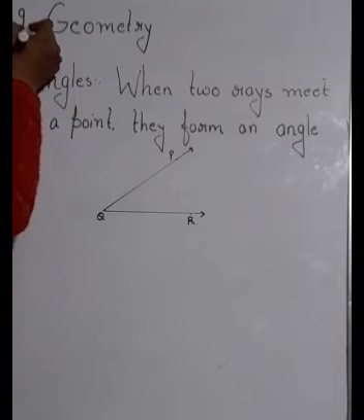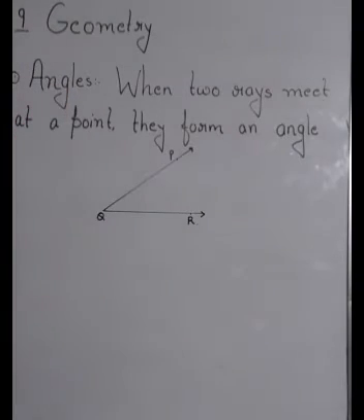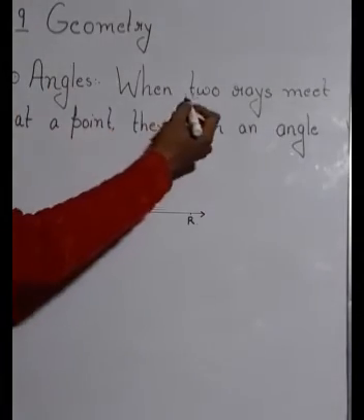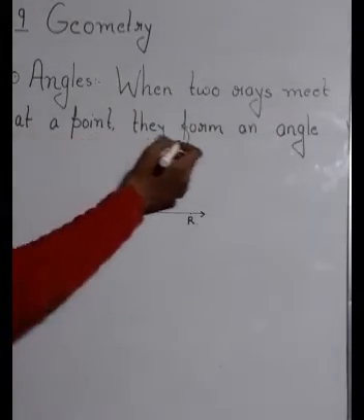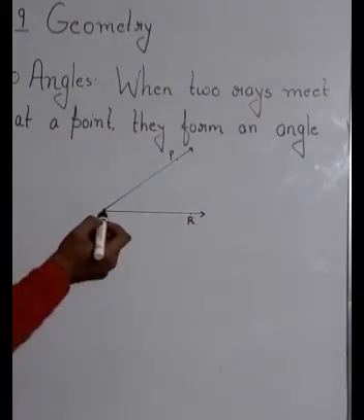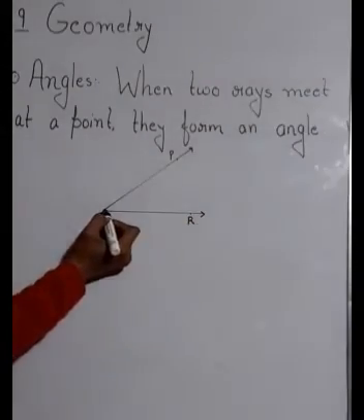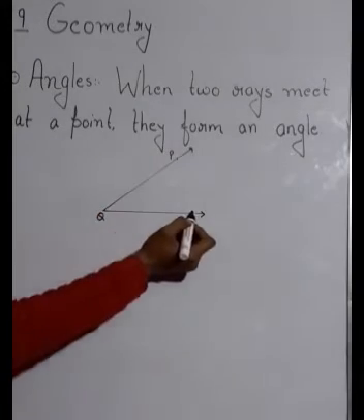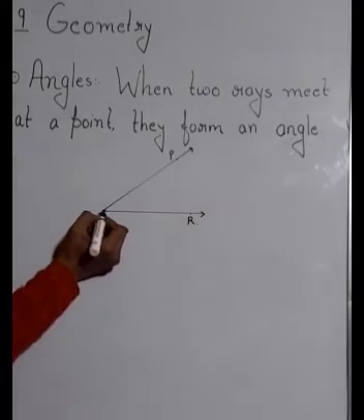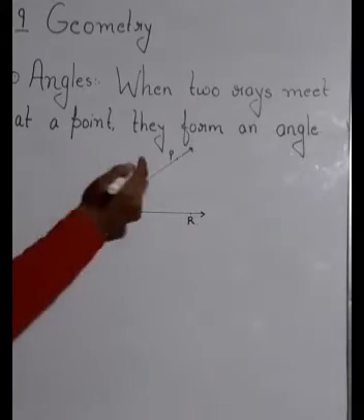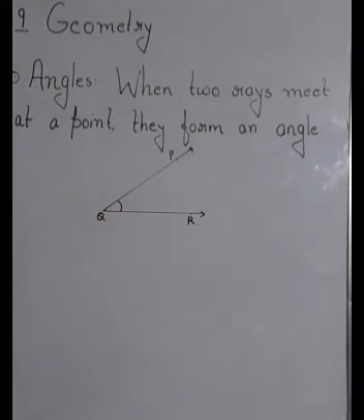So class 4, your next chapter is chapter number 9, that is your geometry. Half part of it we have done in our previous video, and today I am going to tell what is an angle. When two rays meet at a point, they form an angle. So here you can see I have drawn two rays, that is your QP and QR. They are meeting at a point and this is your point Q. So here they form an angle.